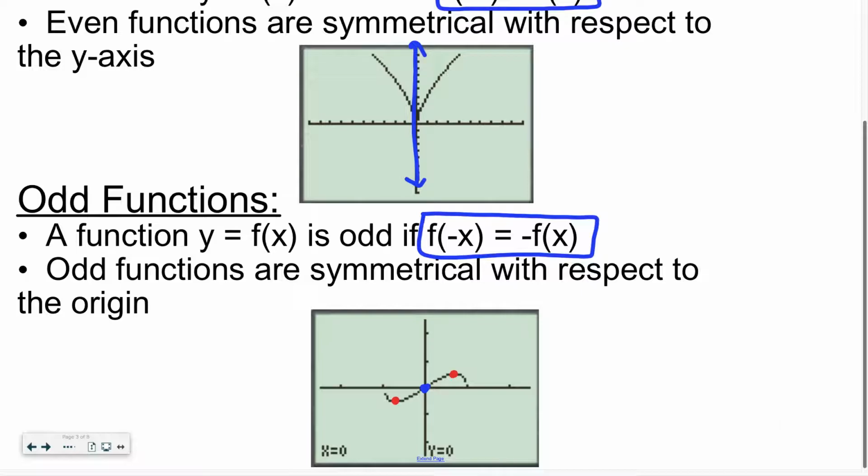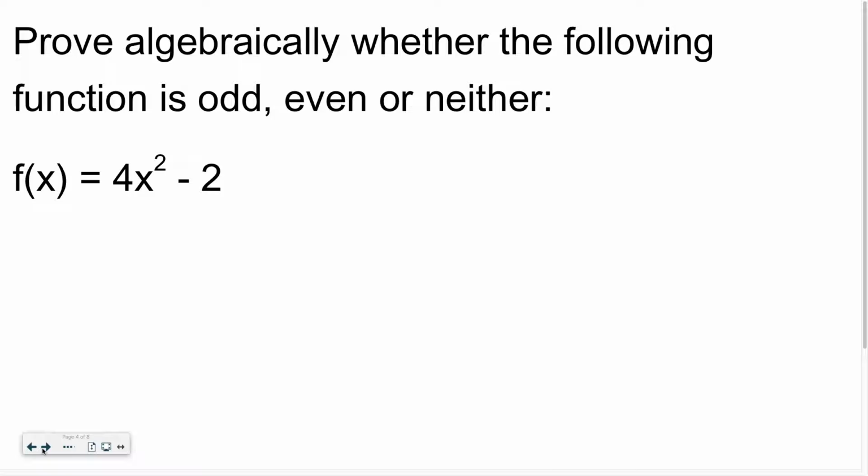Okay, so what we did together on that pink sheet, we talked about, based on the graphs, which ones were even and odd. That is something I'll expect you to be able to do. I'm also going to expect you to be able to take an algebraic definition and show me that it's even or odd. So we're going to do that twice.